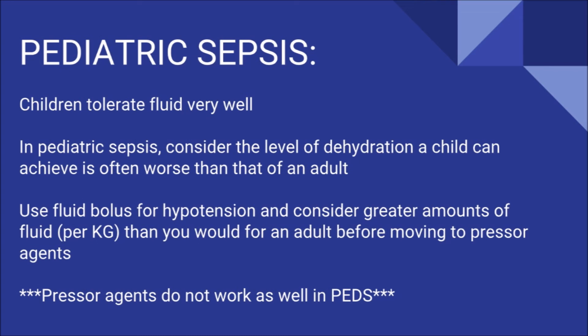Now, what does that mean? It means 20 ml per kilo fluid boluses like you've been taught since the beginning, but you can repeat them more than you could in an adult before you move to a pressor agent. So in the particular place I work, as well as every county that touches it and every county that touches them, rather than 2 fluid boluses and then a pressor agent like we do in adults, we would do 4 fluid boluses and then move to a pressor agent in a ped.